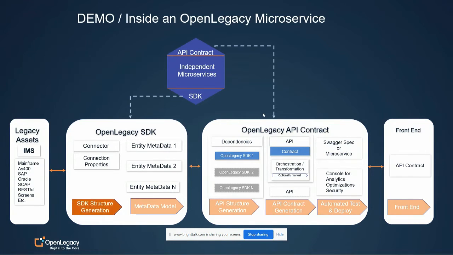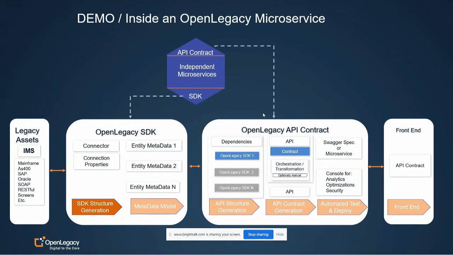Basically, as Marty mentioned, we're going to use our IDE in order to create an SDK and then an API. For the SDK, first I'm going to generate the structure, defining which connector and what connection properties I'm going to use. Then I'm going to create the metadata that corresponds to an IMS object. In this case, I'm going to use some information related to a phone book. And then I'm going to create an API that is going to consume that SDK and expose that information in a Swagger specification mode.